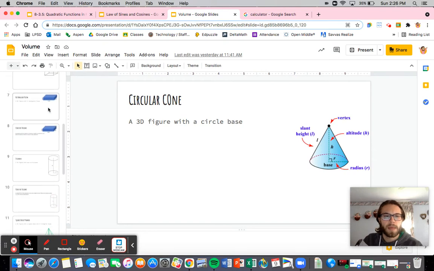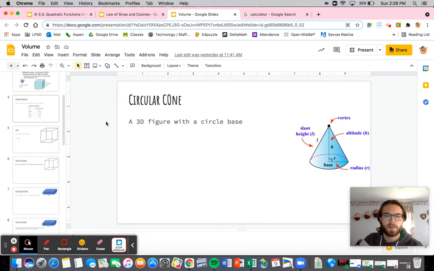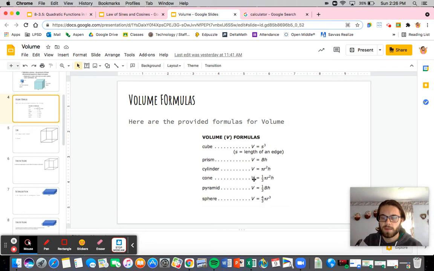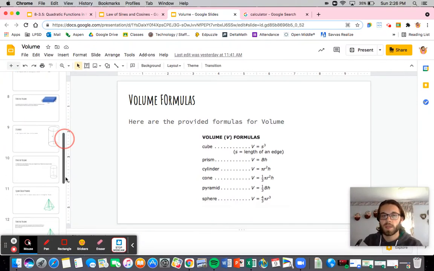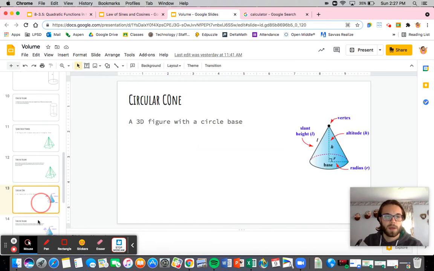Now, going back up here to the top, look at our formulas. For a cone, the volume is equal to 1/3 pi r squared h, which kind of makes sense, right? The pyramid was essentially, we took the prism and brought it into itself. So the cone makes sense as a cylinder that you brought into itself, and you've lost some of it, which is why we have the 1/3. So there's the 1/3 pi r squared h.